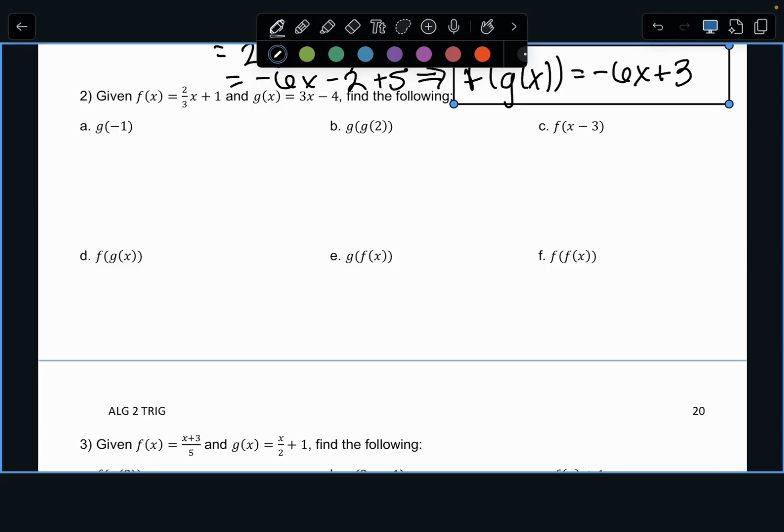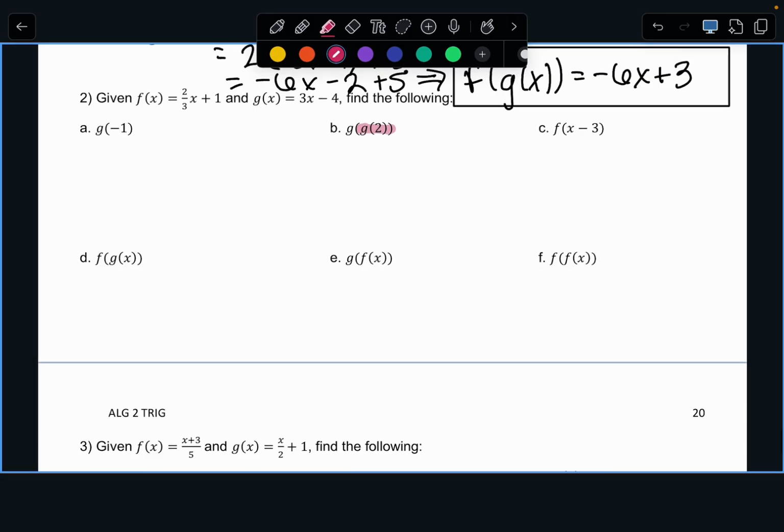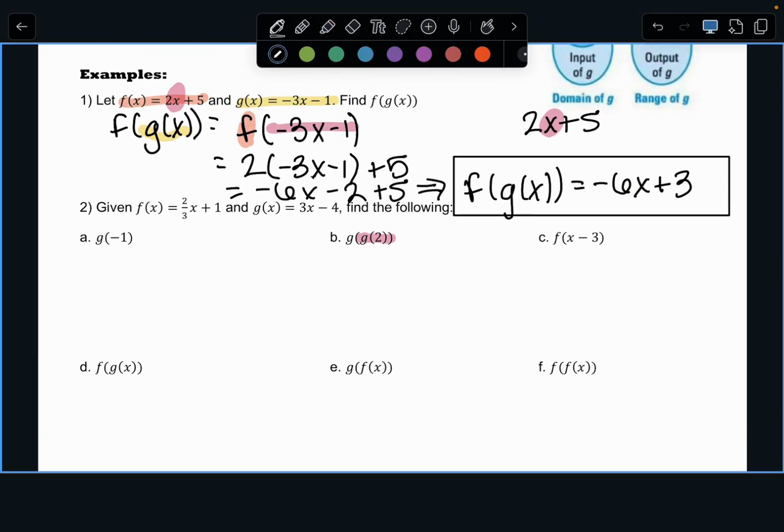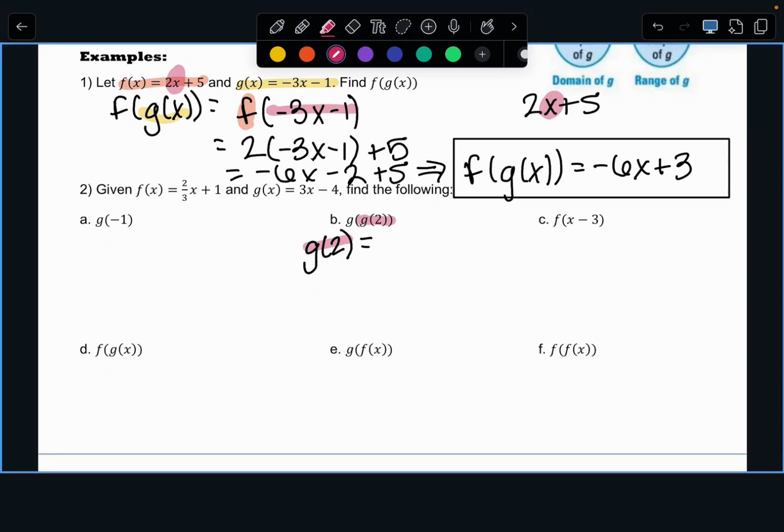Let's do part B. Part B is very similar to part A, but with an extra step. Let's start on just the inside. Here's the inside. Last time, our inside was already given to us in the problem. We replaced it with what was given. This time, we don't know what g of 2 is. Let's find it first. I'm doing just the inside pink piece first.